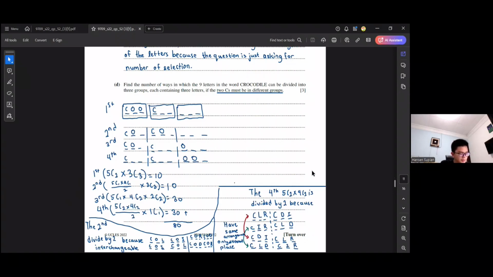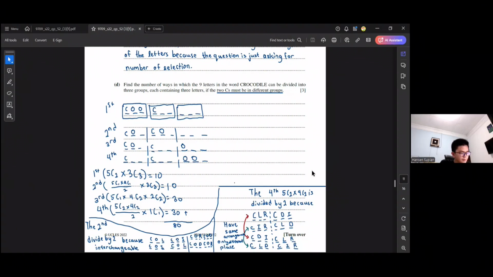For the last question, number 6, find the number of ways in which the 9 letters in the word crocodile can be divided into 3 groups, each containing 3 letters, if the 2 C's must be in different groups. So for the first step, I will always draw the gaps, the 9 letters, the 9 gaps. Then the condition for this one is that the 2 C's must be in different groups.